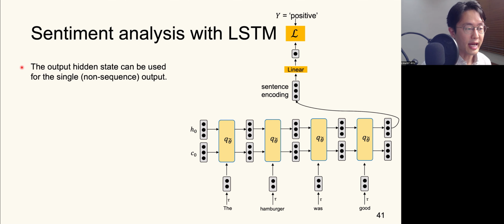So let's talk about some tasks we can perform with RNNs. First, we have sentiment analysis. Here we have the sentence, "The hamburger was good." And the task at hand is to determine whether the sentence is representing a positive or negative sentiment. We can do this with an LSTM RNN.